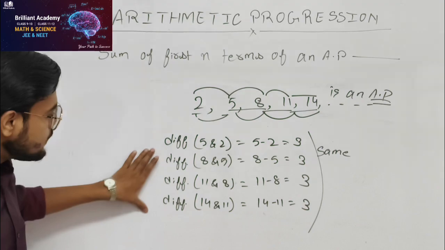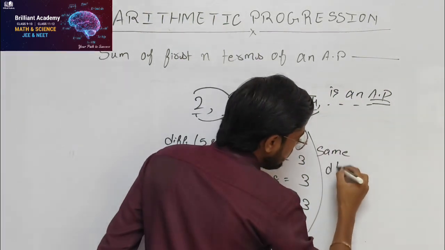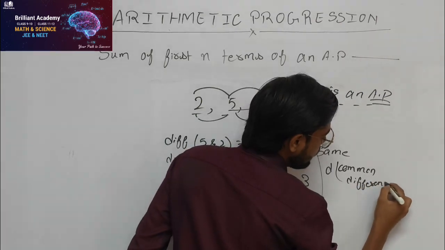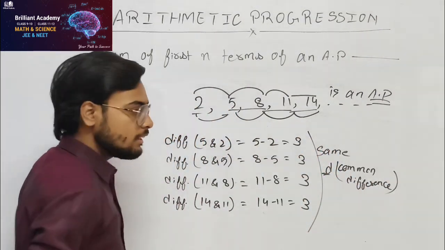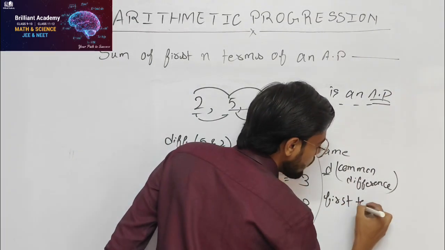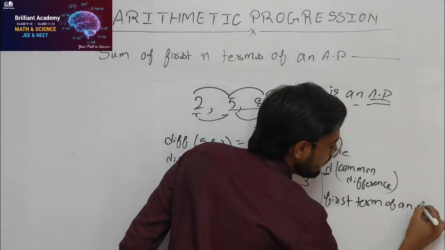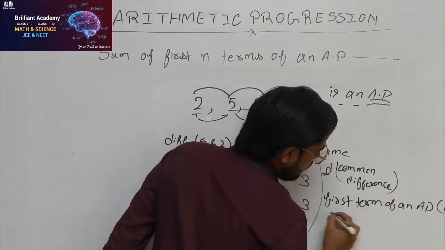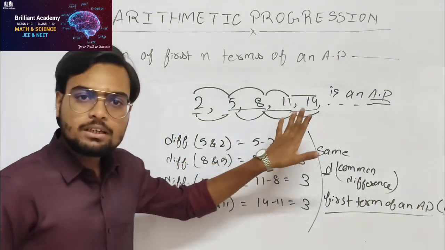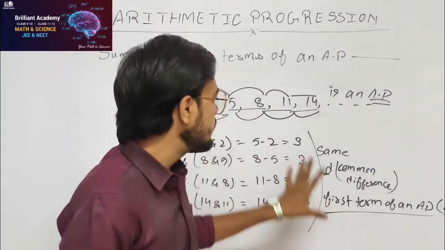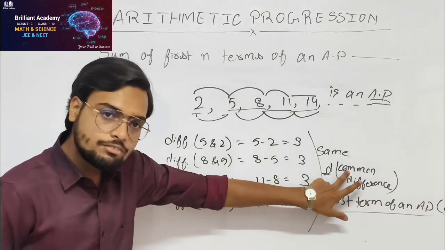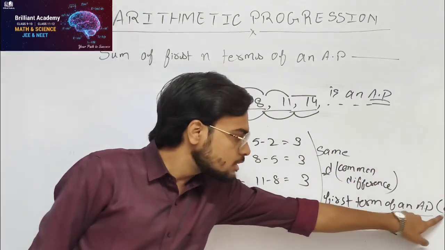And we denote this difference by a small d. This is known as the common difference, which is denoted by a small d, and the first term of a series is called the first term of an AP, which is denoted by small a. Okay, understood? What is an AP? If the difference between consecutive terms of a series is the same, then we say that the series is an AP, and the difference is denoted by a small d, which is the common difference, and the first term of the series is denoted by small a.